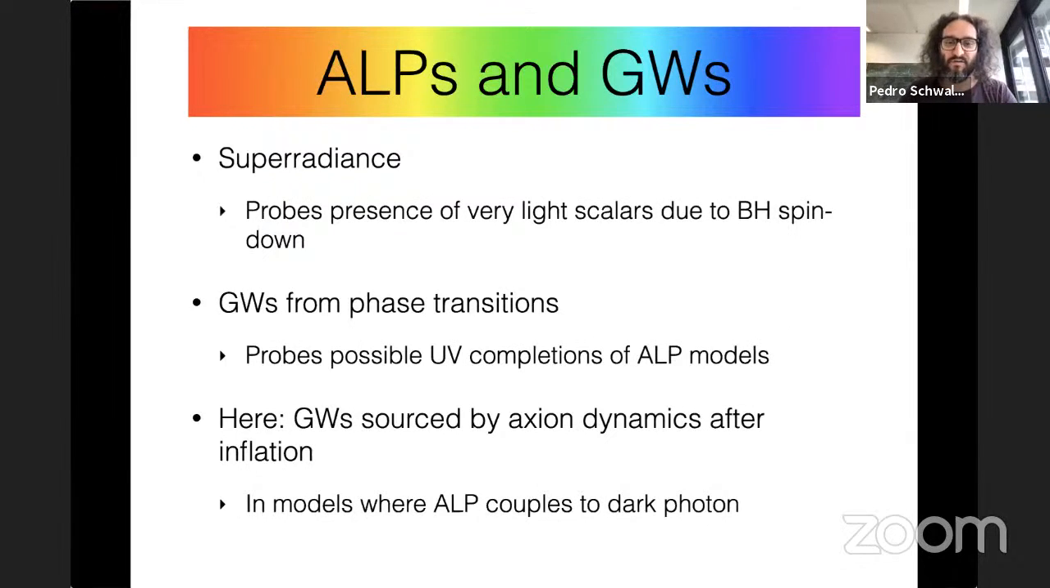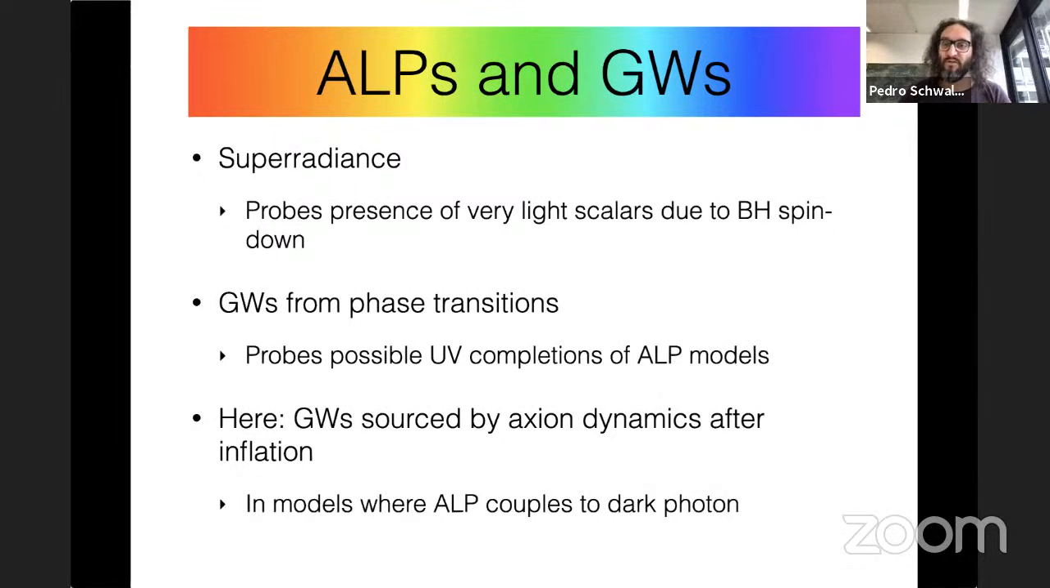This was a topic that was discussed heavily yesterday, the whole idea of observing gravitational waves from phase transitions. Instead, what I will focus on here is gravitational waves which are sourced by axion dynamics after inflation, so after reheating, during the radiation-dominated epoch of the universe. And in particular, I will focus mostly on models where the ALP couples to a dark photon, because this is where we get the strongest source.